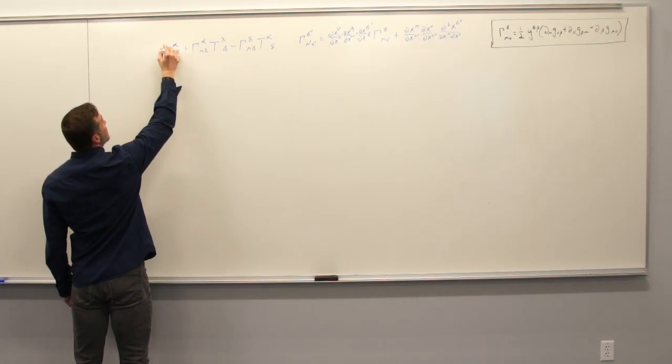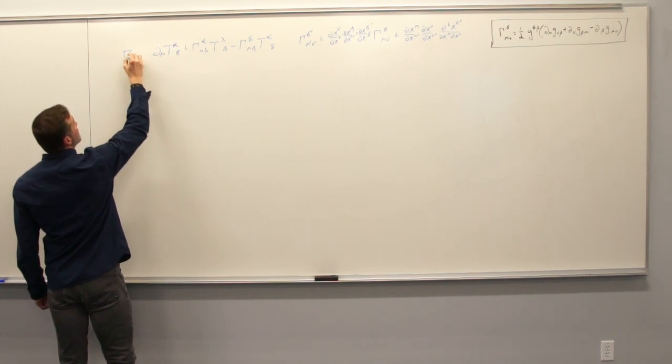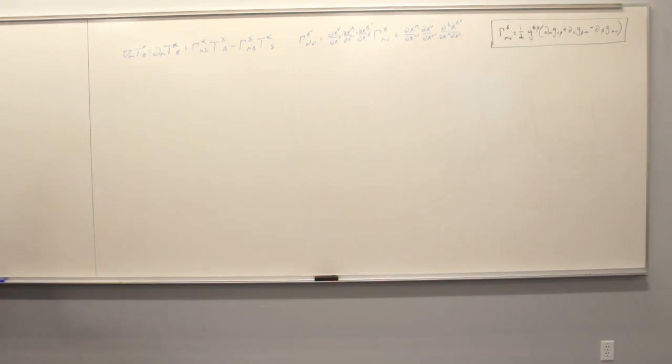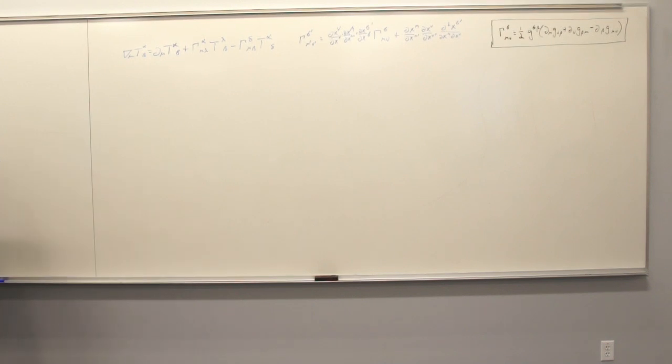I think it was T alpha beta partial mu, and this is del mu T alpha beta. Sound right? Yeah, good, awesome. Okay, so a couple of things that might surprise you.